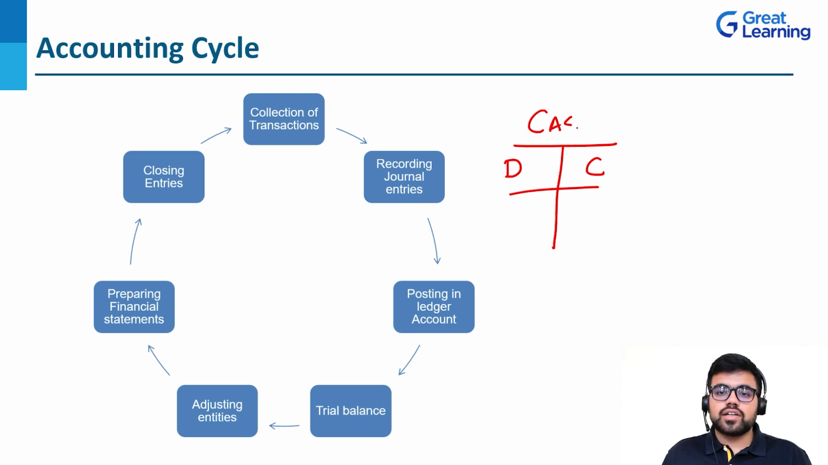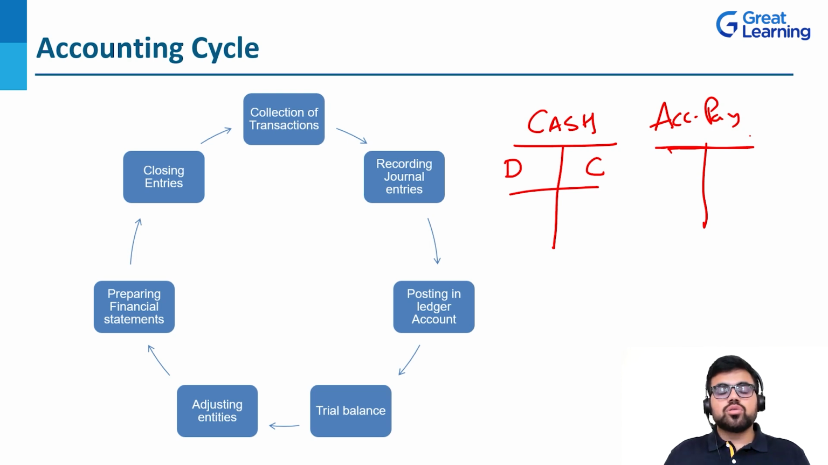Like let's say there's a cash account, there is an accounts payable account, right? These T accounts were made for every single type of account, and those were to be clubbed together to make one general ledger, right? These were known as subledgers. So on the left side is debit, on the right side is credit.